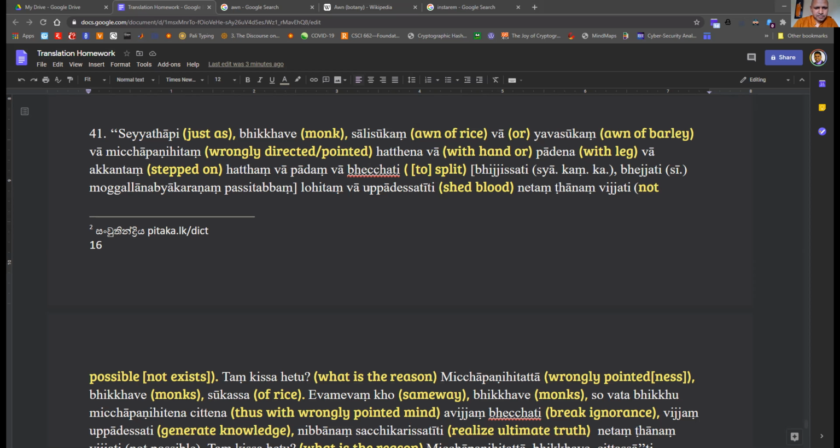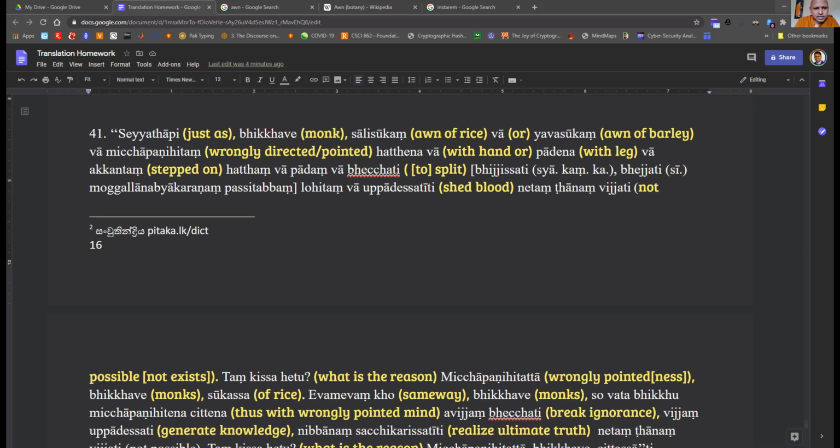Yes. So I think in the dictionary somewhere it said Lohita with Uppachedi was something to do with shedding blood. So I'm not sure what this means now. Are we talking about crushing the grain with the hand or feet to make it milky, or you're hitting it, it's pointed the wrong way and you get hurt? So that part I wasn't clear. It says Netan thanang vijjati. This does not exist, so meaning it won't happen. Right. Can't do it.